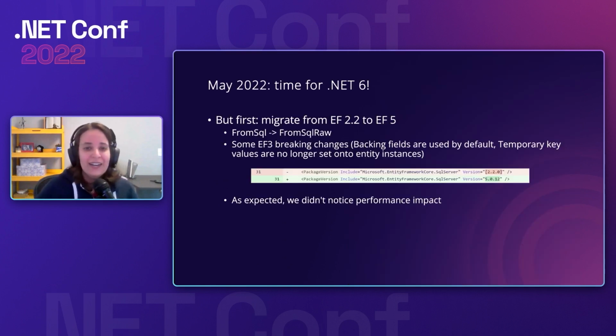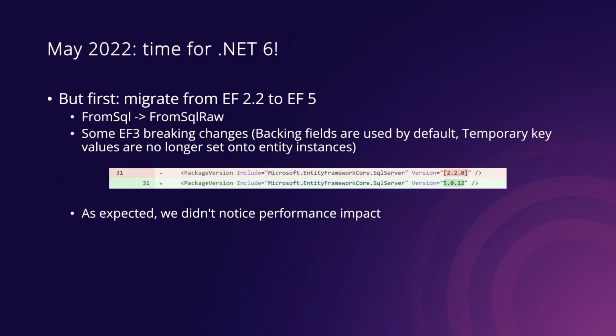All right. Now let's fast forward from December 2020 and go to May 2022, when, fun fact, .NET 5 was about to get to end of life, and we always want to be running on LTS. And that's when we started working on migrating to .NET 6. But first, we had to migrate Entity Framework. We use Entity Framework in very specific parts of our code base for connecting with the database and running queries.